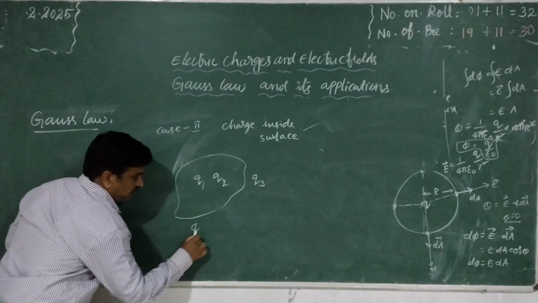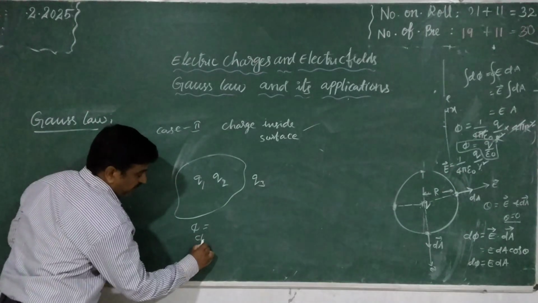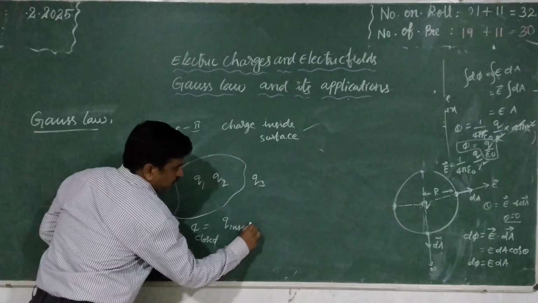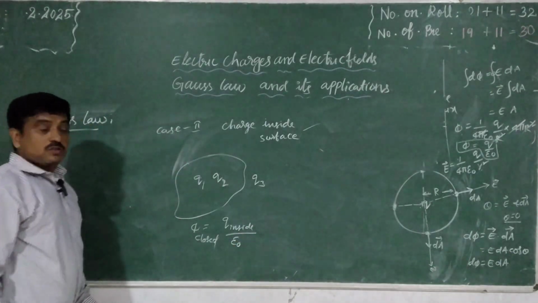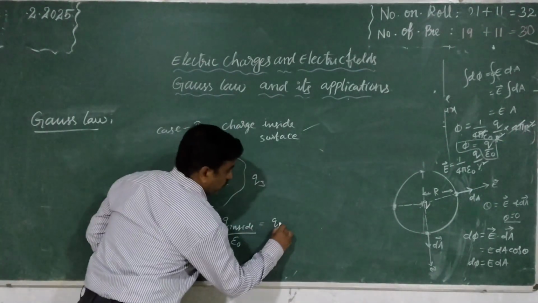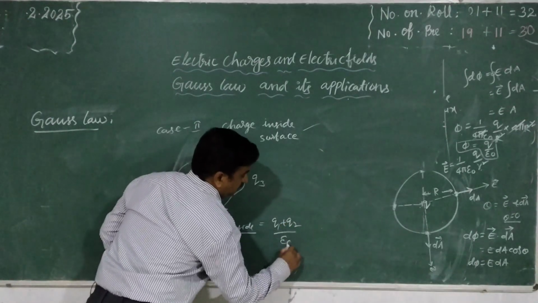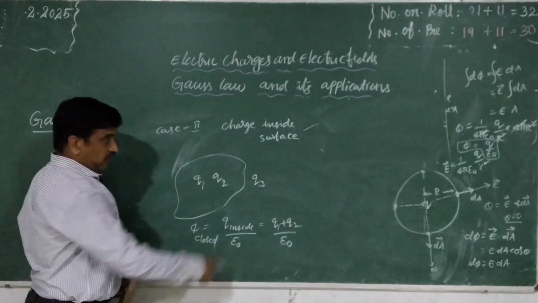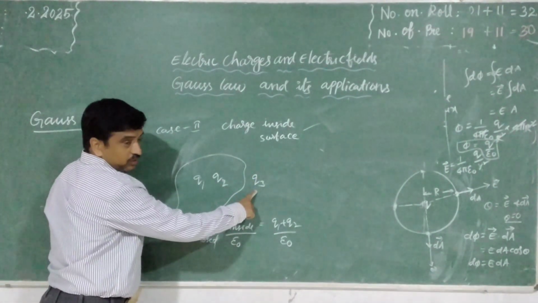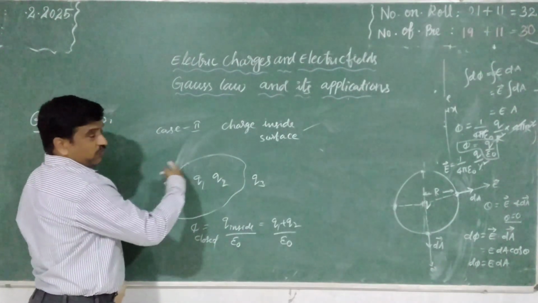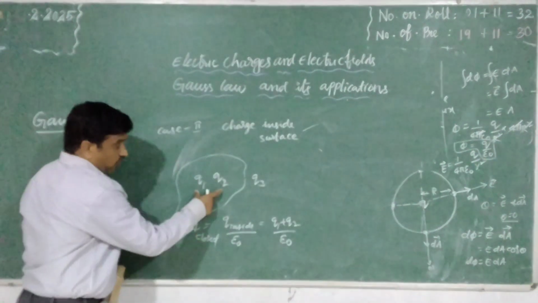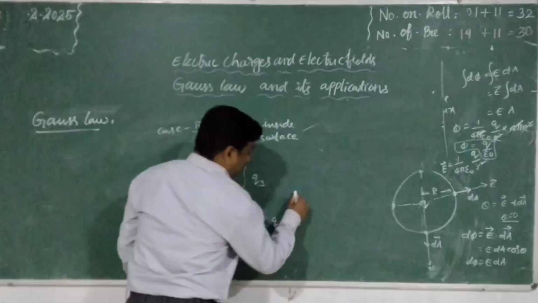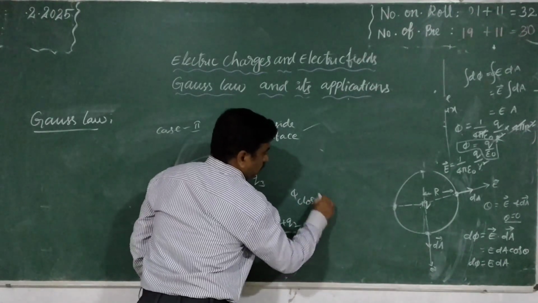For that, the flux through the closed surface equals q inside divided by epsilon naught, according to Gauss's law. What is q inside? q1 plus q2, so the flux is q1 plus q2 by epsilon naught. This is the flux through this closed surface. Due to the outside charge the flux is 0, but the inside charges are there, so we write q inside, q1 plus q2, by epsilon naught. But the flux through a closed surface is also given by the formula integral E dA.